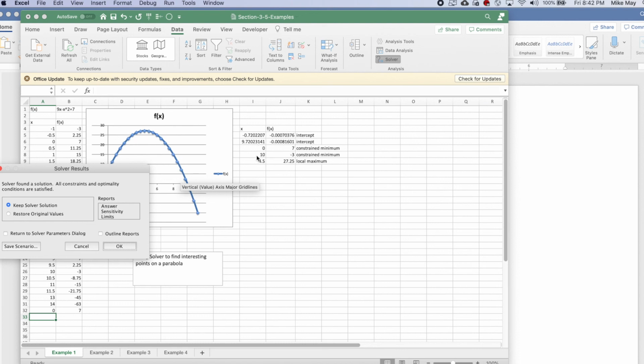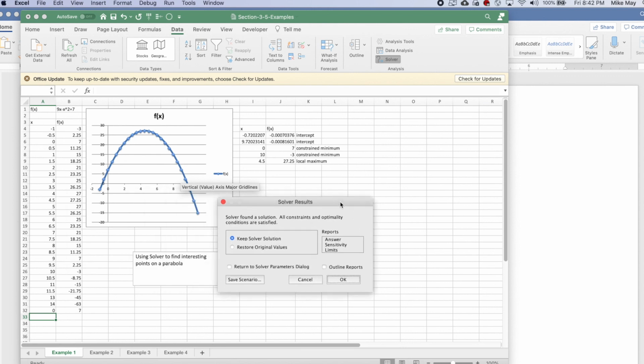So notice it's given me these interesting values that I knew, but this shows me how to use Solver.